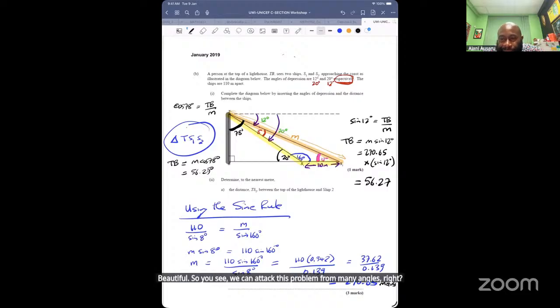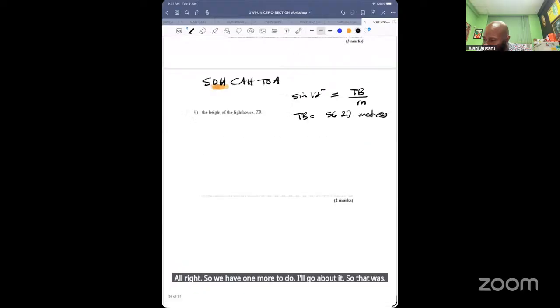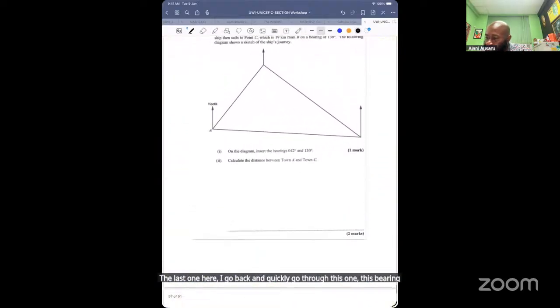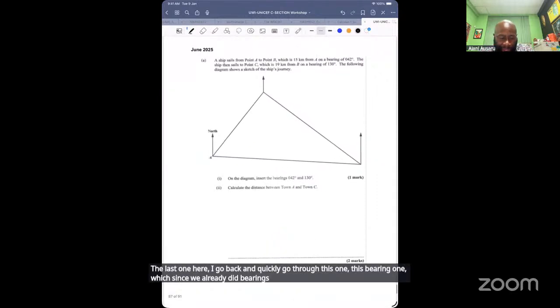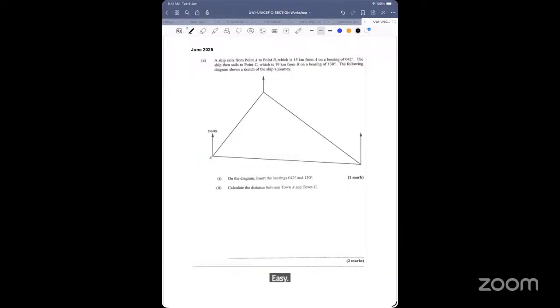So you see, we can attack this problem from many angles, right? Because you have a lot of information there with those parallel lines and transversals and right angle and all that good stuff. So many ways in which we can do this. All right. So we have one more to do. I'll go back and quickly go through this bearing one, which, since we already did bearings, we already understand the concept. Easy peasy.